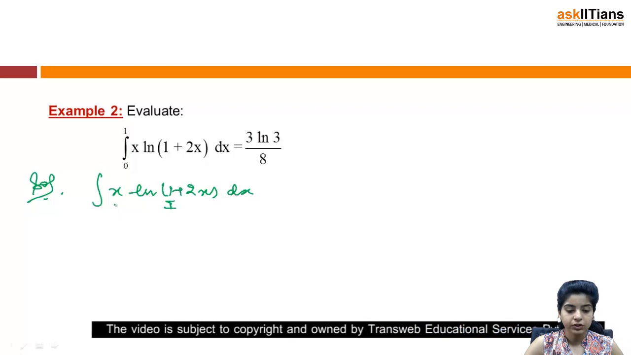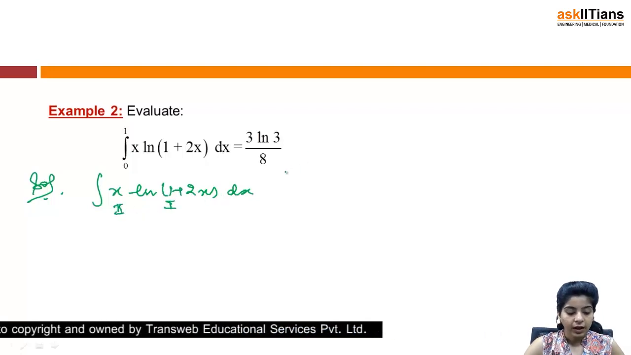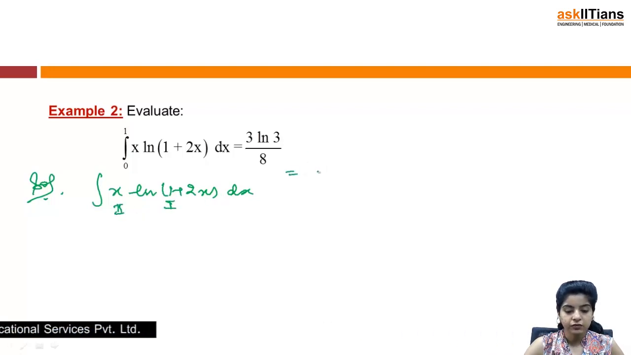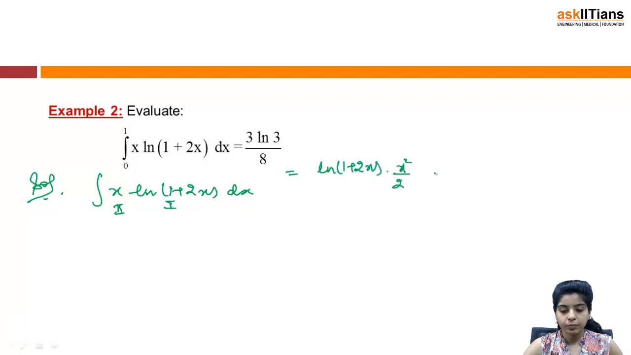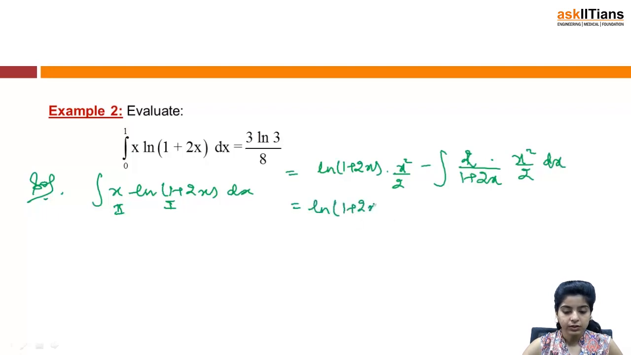I take this function as first, this is my second function, and so the formula is first function times integral of second, that is x square by 2, minus integral of derivative of first, that would be 2 by (1 plus 2x), times integral of second, right. So again I have x square by 2 dx. So this finally becomes ln of (1 plus 2x) times x square by 2 minus, 2 gets cancelled, and I have the integral of x square by (1 plus 2x) dx.